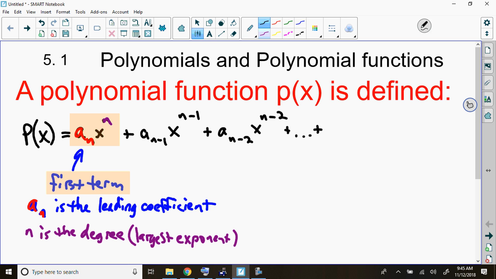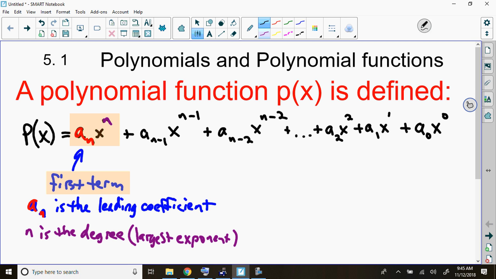Plus dot dot dot plus a sub 2 x squared plus a sub 1 x to the first, and I am going to go ahead and put the 1 up there. And then finally, plus a sub 0 x to the 0. Now, I probably shouldn't write x to the 0, and we'll talk about that here in a second. But that's the definition of a polynomial function. People look at that and they freak out. They're like, oh my gosh, this is going to be so hard. No, it's not. The definition's the worst part of it.